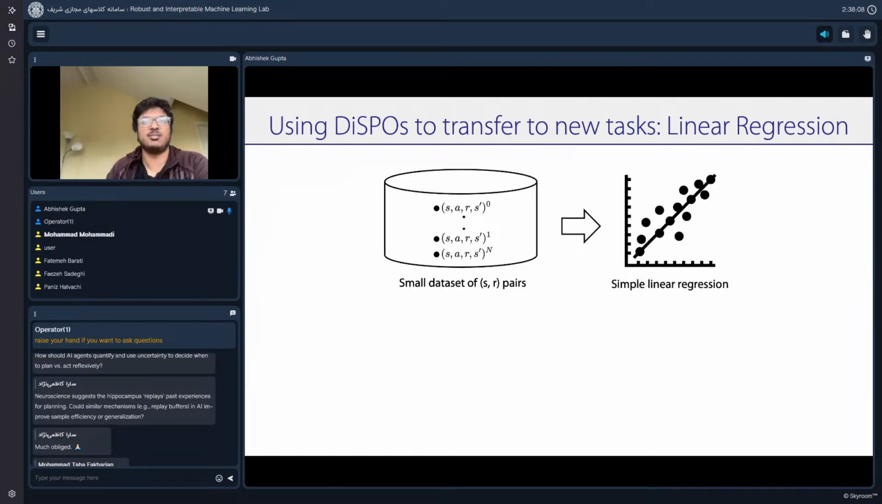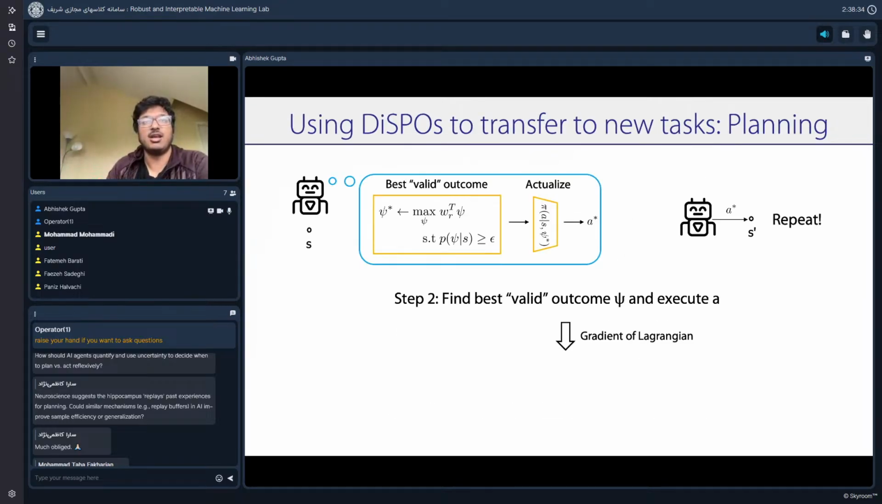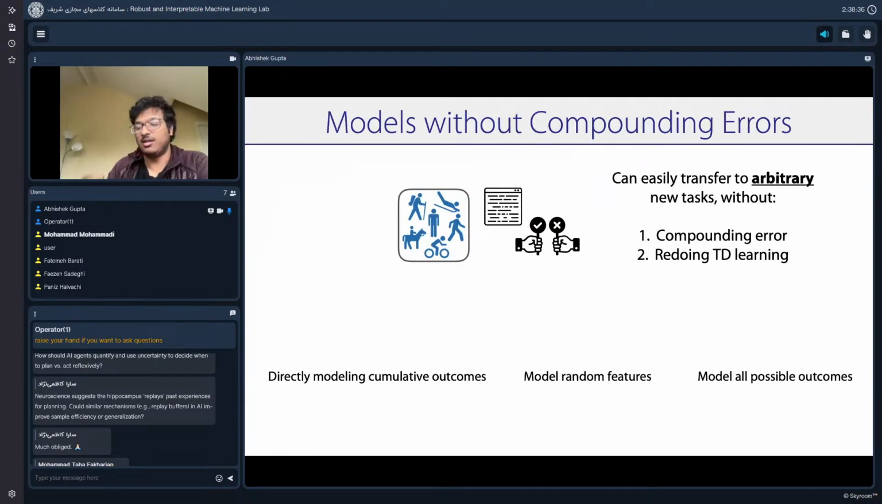So the process looks something like this. You get a small set of labeled rewards for a new problem. You solve a linear regression problem to give you those weights WR, like we talked about earlier. And with those WRs, you can directly get Q functions. And once you have Q functions, then you can directly get policies, right? And so the point here is that you've reduced the transfer problem to a new setting directly to linear regression, right?